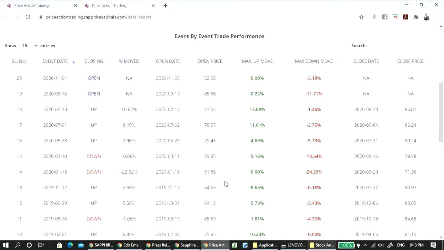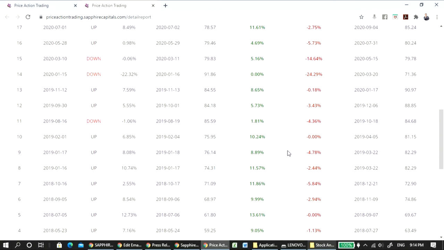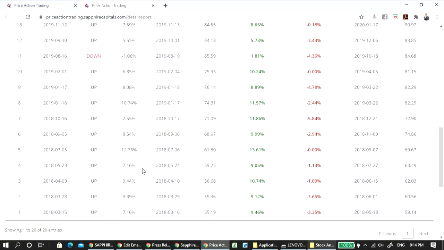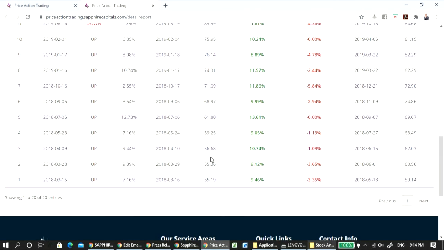The 15th of January was also a similar kind of event where it went down by 24.9% and didn't go up at all. So that was a failed trade. Likewise, you can see each of them. So that is a complete event by event table for you to see how the stock performed in each of those price action events that have happened since 2018, and the way we got to 83.33% confidence. So each and every trade is recorded here for you to analyze and see how it performed.